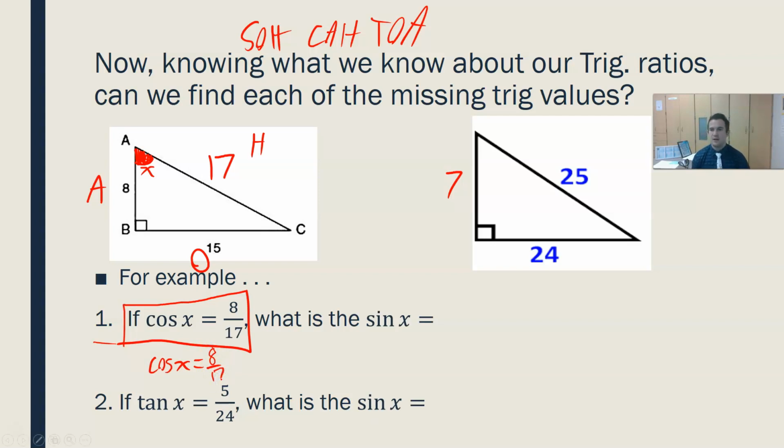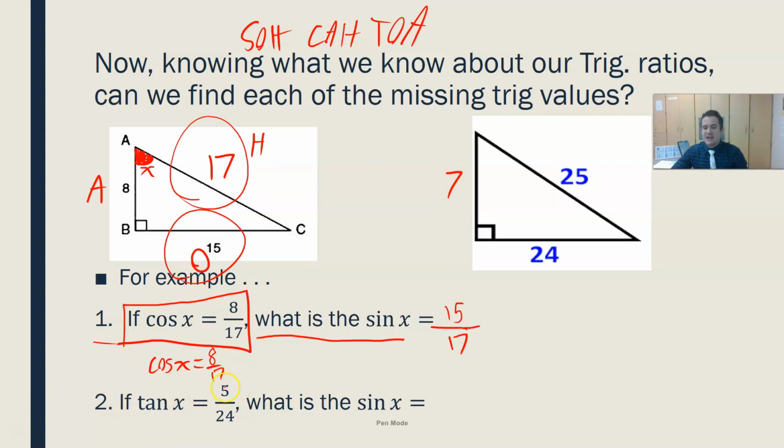So I have this right triangle. I know the adjacent side is 8 and the hypotenuse is 17. It says, if that's the case, what is the sine of angle x? In this same triangle, sine is equal to opposite over hypotenuse, so that would be 15 over 17. So in the triangle where the cosine is 8 over 17, the sine of that same angle would be 15 over 17. Feel good about that?